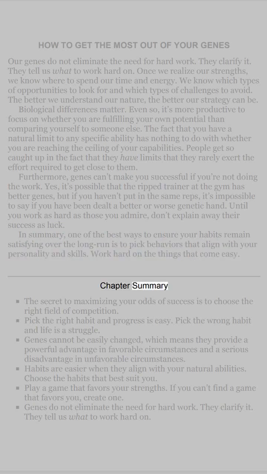Chapter summary. The secret to maximizing your odds of success is to choose the right field of competition. Pick the right habit and progress is easy. Pick the wrong habit and life is a struggle. Genes cannot be easily changed, which means they provide a powerful advantage in favorable circumstances and a serious disadvantage in unfavorable circumstances. Habits are easier when they align with your natural abilities. Choose the habits that best suit you. Play a game that favors your strengths. If you can't find a game that favors you, create one.